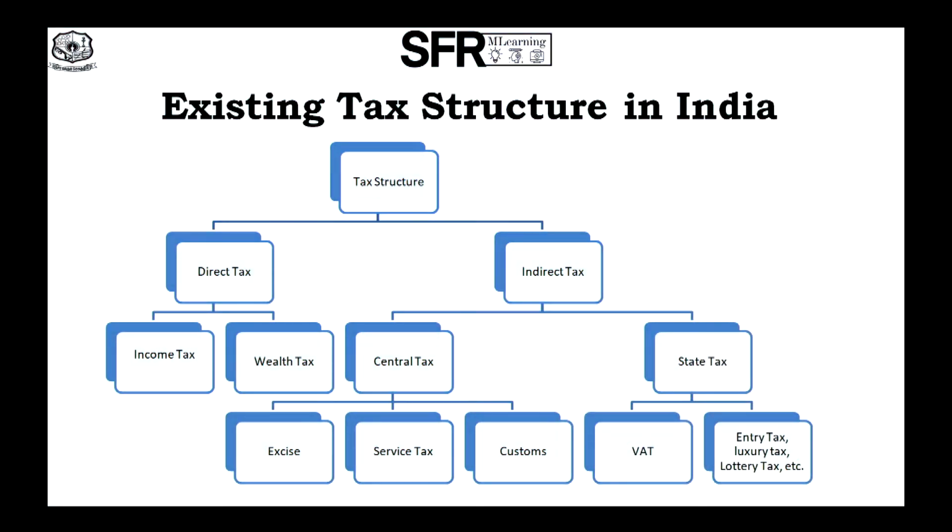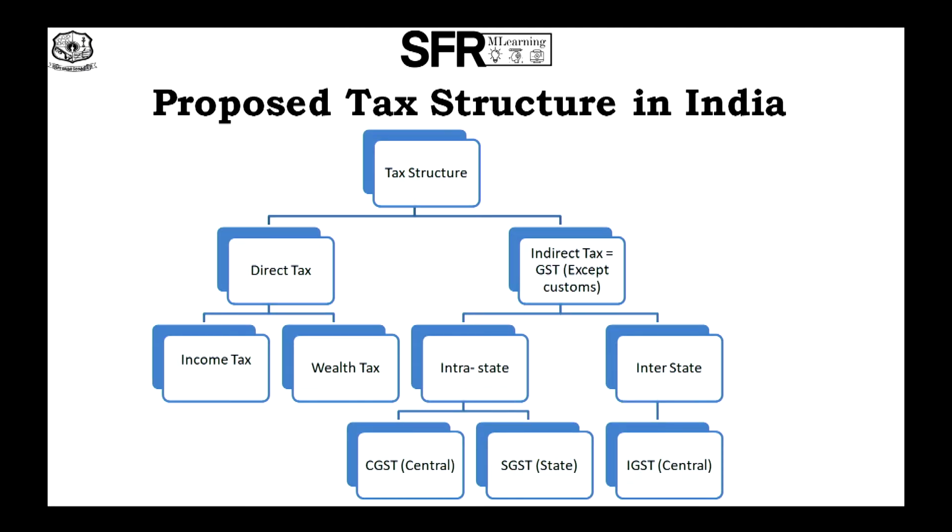Next we see about the existing tax structure in India. The tax structure can be classified into two types, direct tax and indirect tax. Several kinds of direct taxes are levied in India by the central government, state government and local government. They are income tax, wealth tax, corporation tax, professional tax, house property tax, etc. Various indirect taxes are levied by the central government, state government and local government. They can be classified into central tax and state tax. Under central tax, again classified: excise duty, service tax and customs. Under state tax, again classified into VAT, entry tax, luxury tax, lottery tax, etc.